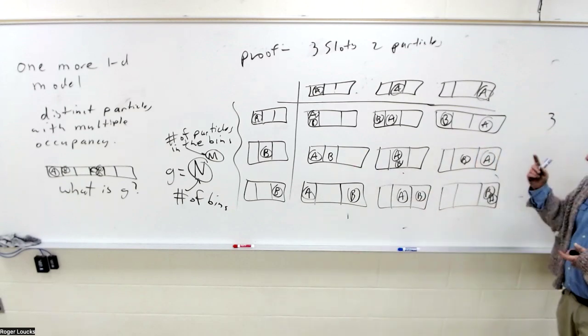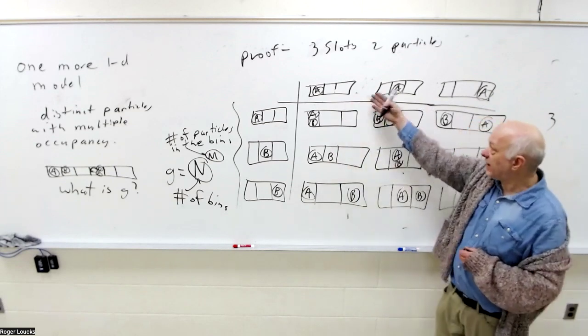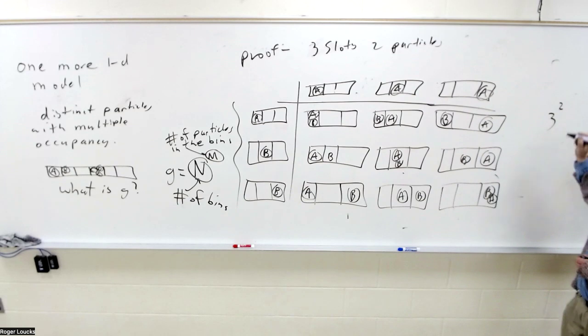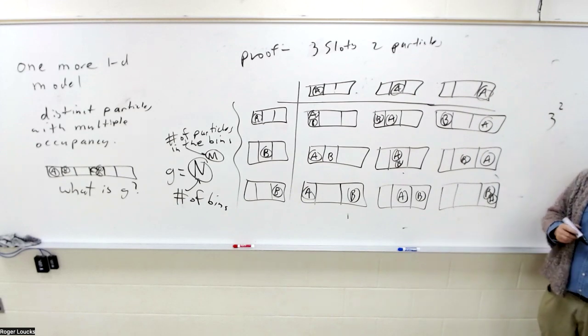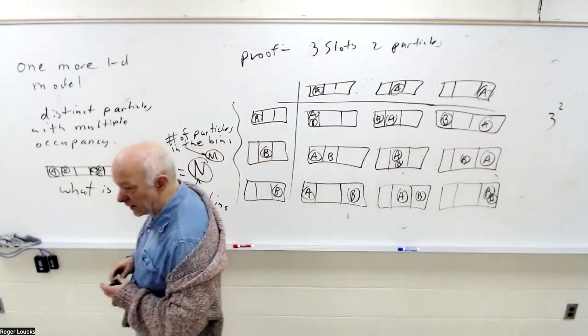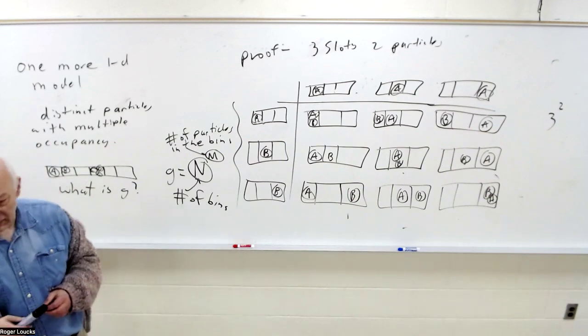Okay. Now, how many axes here? I have 2 axes here. Why? Because I have A's that could go here, and I have B's that could go here. So this is really going to be 3 times 2. Now, what would happen if I had 3 slots with 3 particles? I'm not going to draw this. Okay, we're going to act it out.